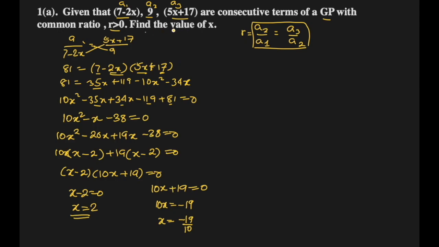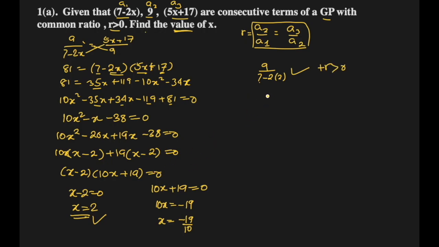So find the value of x, not values, given that consecutive terms, r is greater than 0. So let's see if r is coming out to be greater than 0 in this case. Let's verify this, this is easier. So 9 divided by 7 minus 2 times 2 is positive. Yes, that's correct. It's giving us positive r. r is greater than 0.